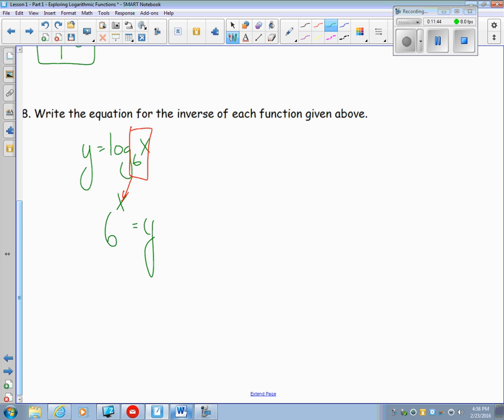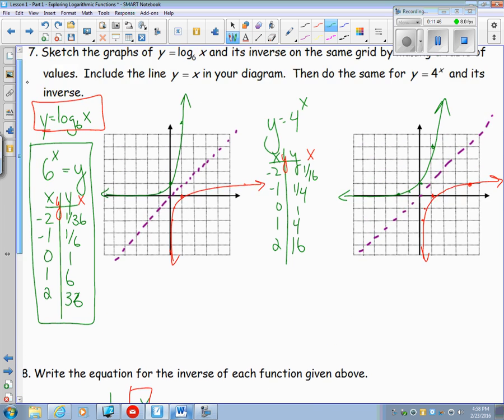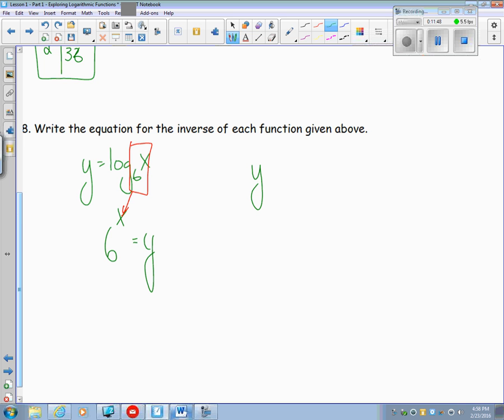Okay, the other one was y equals 4 to the x. So my inverse will be log. The 4 goes down here, the x goes here, and the y is on that side. Okay, and that would be the inverse function of that thing. Okay, so far so good, hopefully.